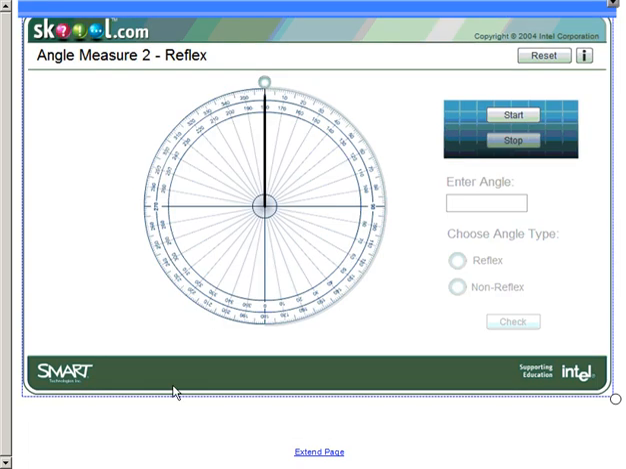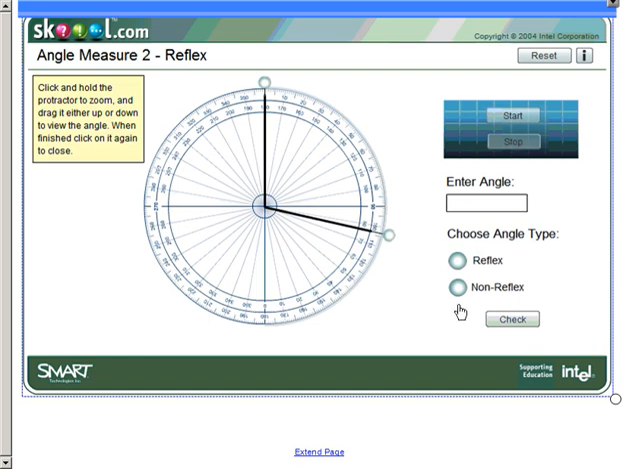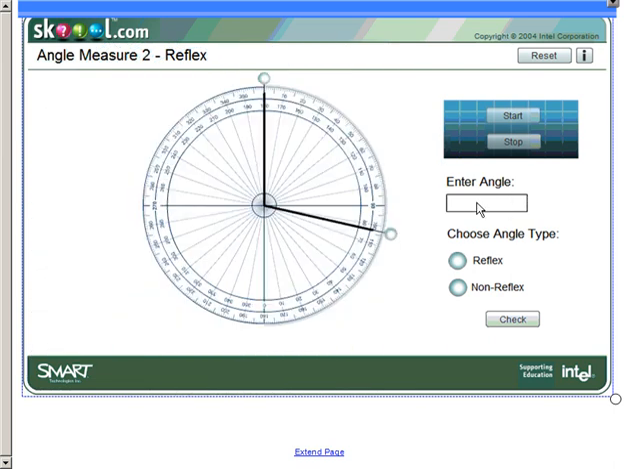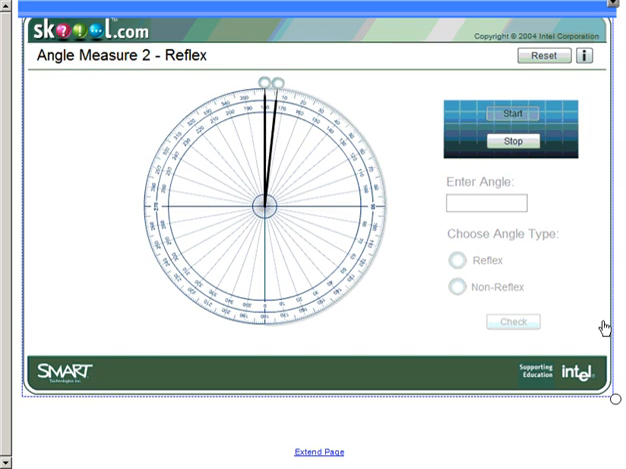So we are now going to talk about reflex and non-reflex angles. If I start my angle measurement, I'm going to stop it here. First of all, I've created an obtuse angle. It's greater than 90 degrees. It is less than 180. I'm going to zoom in, and it looks like it is 103. It is a non-reflex angle. There I am, 103, non-reflex. Reset, start.